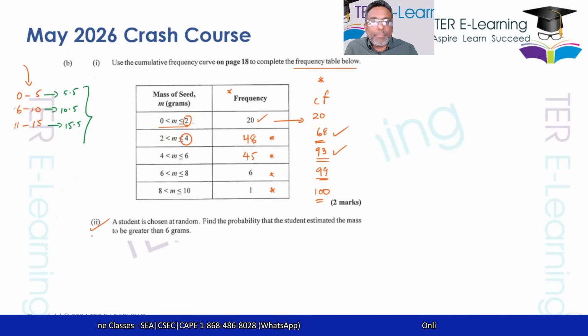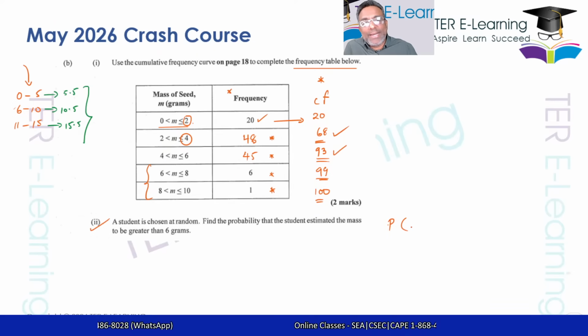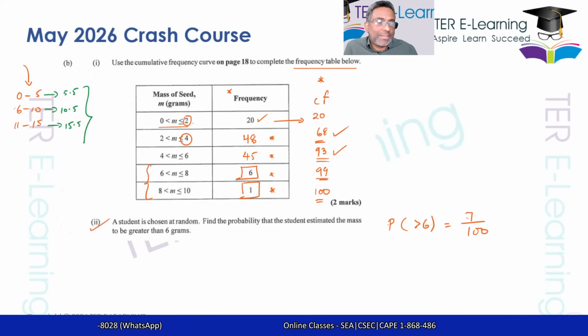Now the next part, part 2. A student is chosen at random; find the probability that a student estimated a mass greater than 6. If you want a mass greater than 6, it means we're talking about these 2 columns. So the number of students is simply these 6 students plus this 1. That's going to give you 7 out of 100. I hope that makes sense.